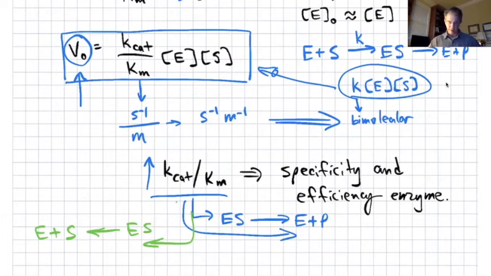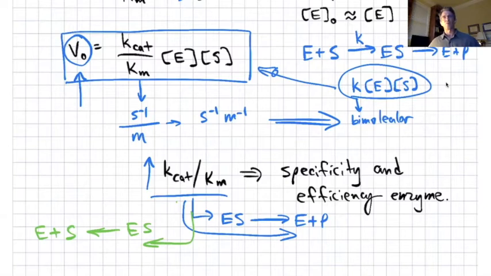So as an example of this, we've got a parameter that is relating the rate of a steady state enzyme reaction to the interaction, or the rate of interaction, between the enzyme and the substrate, right?